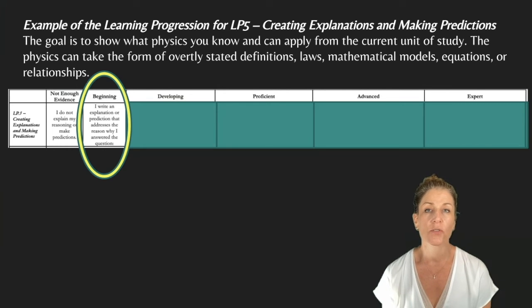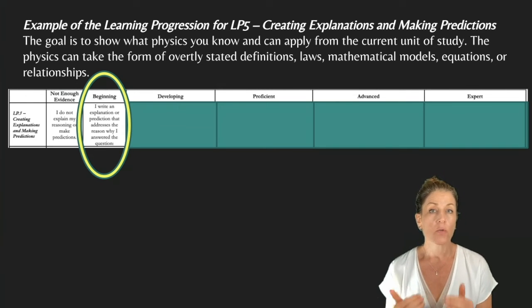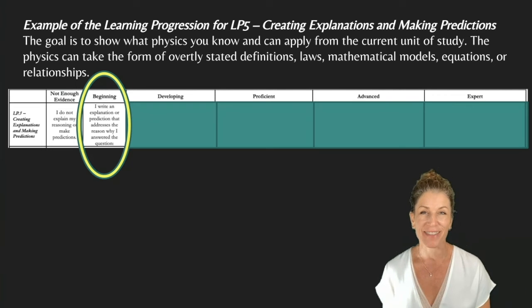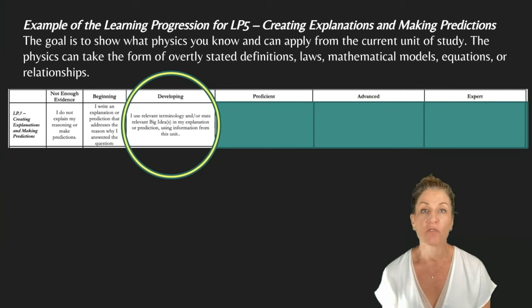The first thing that a student should do is try. Write an explanation, any explanation that they believe will answer the question. You can't produce a right explanation if you don't begin by writing something. The next step is to use the applicable vocabulary that you've picked up during class while learning the unit content. That's developing. Just be relevant.